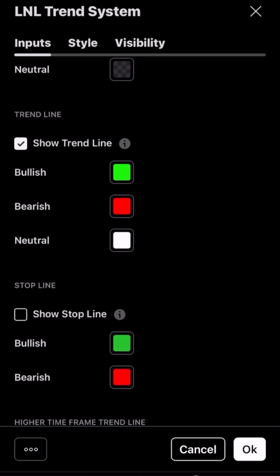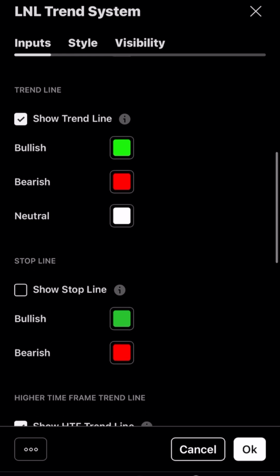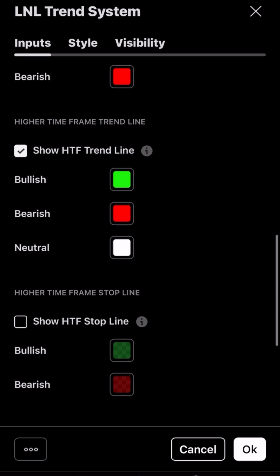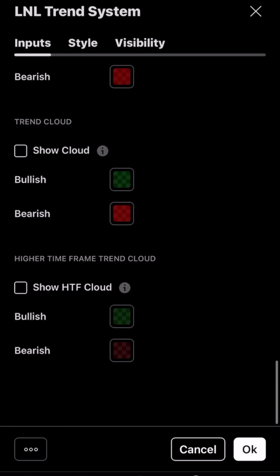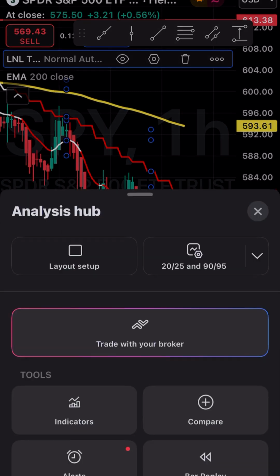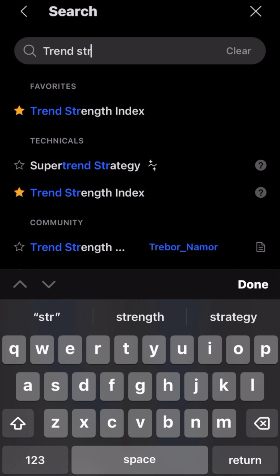You want to make sure your colors are bright: bright green, bright red, and for the neutral color, I choose white. Then you want to have show HTF trend line, and make sure these are bright colors. Everything else you check off, because anything else is just a distraction. I also have the 200 moving average here, that's the yellow line. And then I also have the trend strength index.